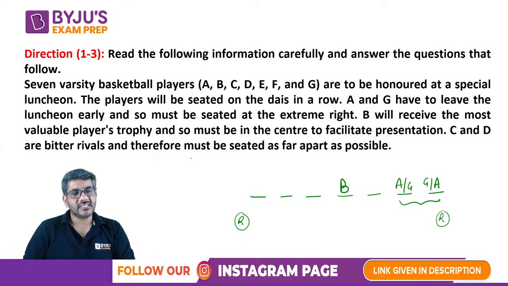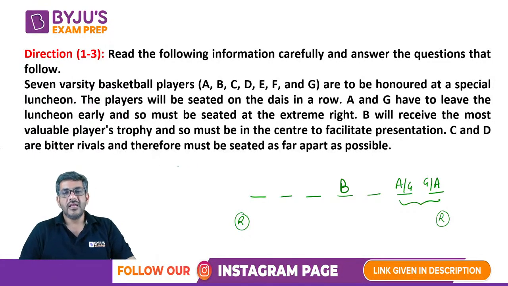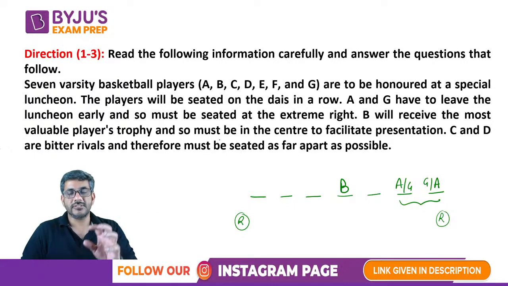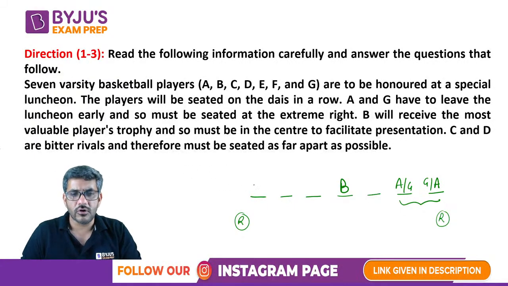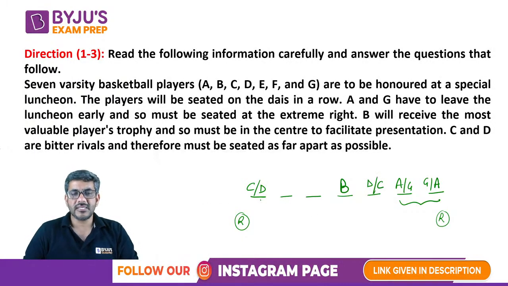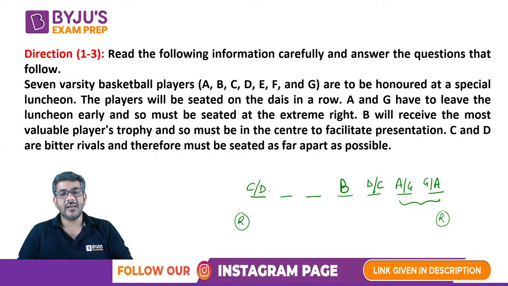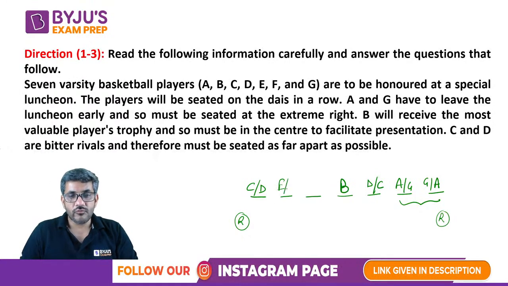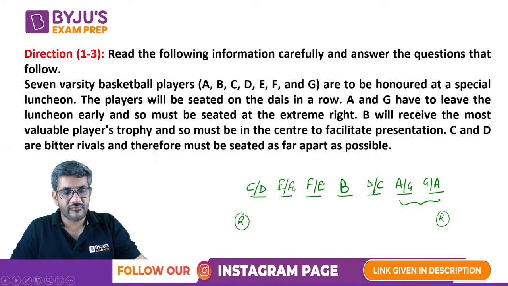C and D are bitter rivals and therefore must be seated as far apart as possible. C and D as far apart as possible. So can I say one of C and D would be here and the other of C and D would be here, right? One person will come here, one here. Two people are left. They are E and F. So one of E and F would be here and the other person of E and F would be here.